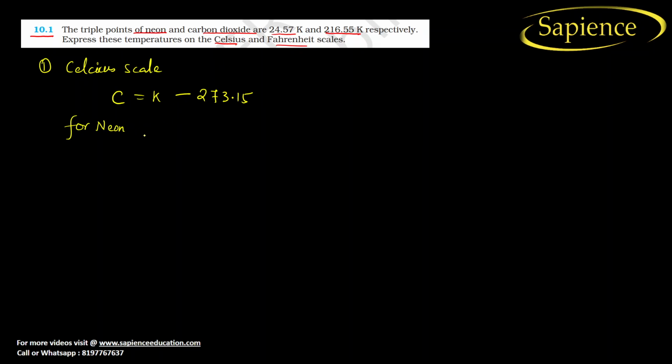Now for neon, Celsius is equal to Kelvin, Kelvin is how much? 24.57 minus 273.15. So finally when we subtract, we will get minus 248.58 degrees Celsius.